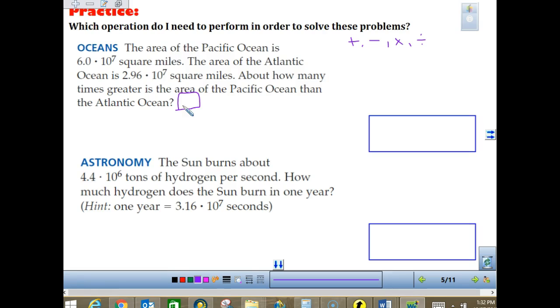The next question with the astronomy says, so some of you aren't writing yet, so maybe you're still thinking, that's good. But we're not proceeding with actually doing the problem until you have something written on your paper. The astronomy says the sun burns at about 4.4 times 10 to the 6 tons of hydrogen per second. That's a rate. That's how fast it's burning, right? It's burning out that many tons per second. And it says, how much hydrogen does the sun burn off in 1 year? What I want you to put behind that question mark, do you think we're adding, subtracting, multiplying, or dividing? I don't want you to say it. I want you to write it.